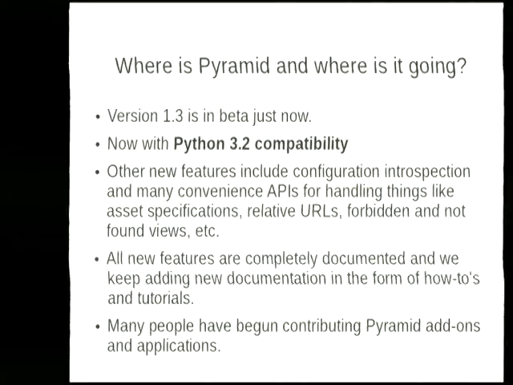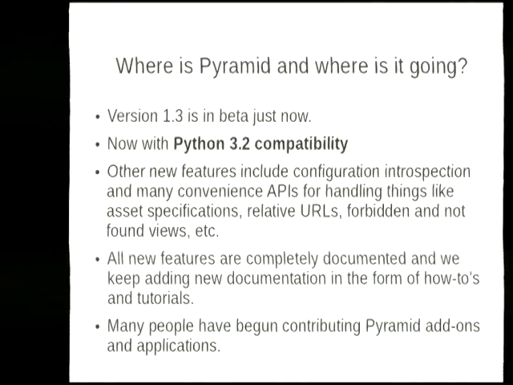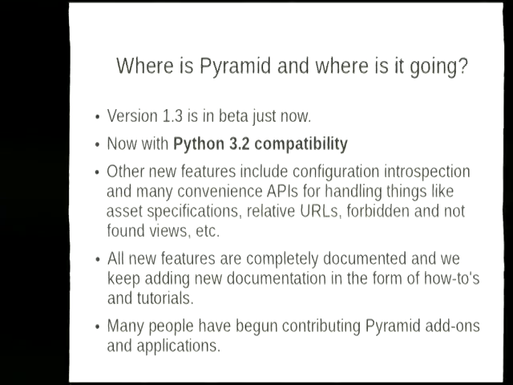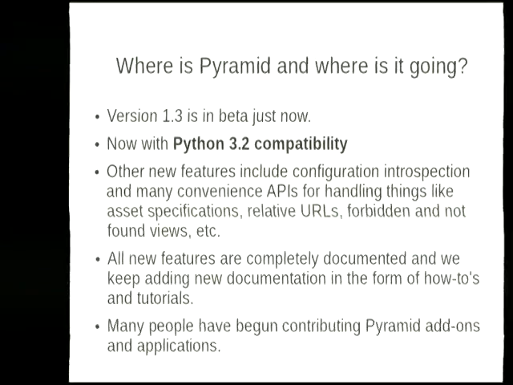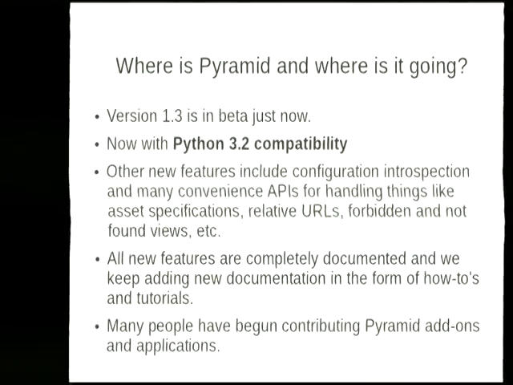It's also, I think, Bottle and Cherry Pie, I think they are also Python 3 compatible. But Pyramid is a little bit bigger than those, and it's compatible with Python 3.2. So the Python community is pushing hard for the adoption of Python 3, so we think that being compatible is a good thing for driving people to use Python 3. And also for newcomers to the language to dive into Pyramid quickly.